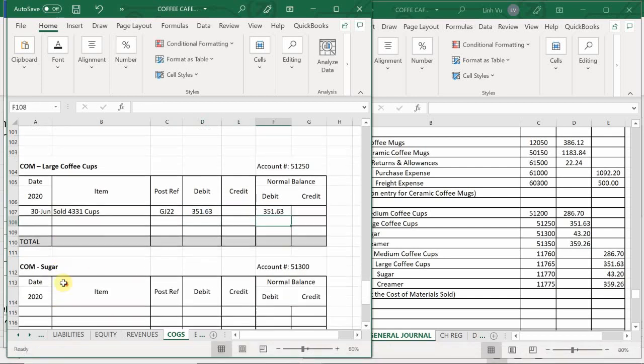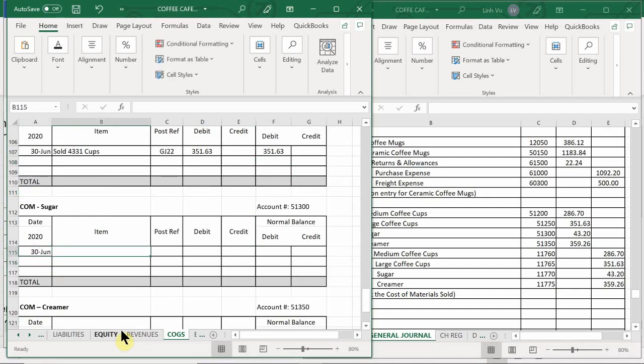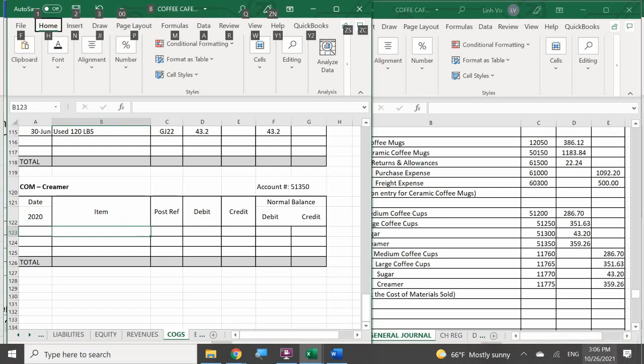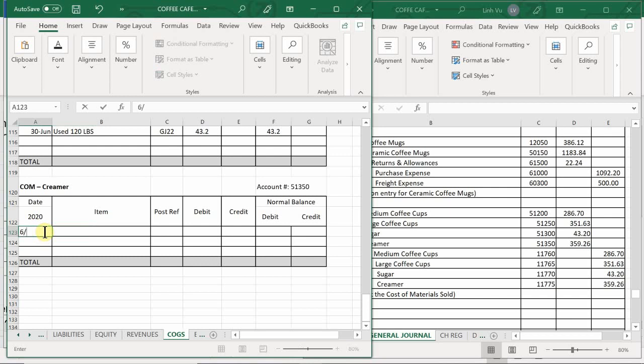The sugar is 120 pounds for 43.20. And we used 22 cases of creamer for 359.26. Okay, good.